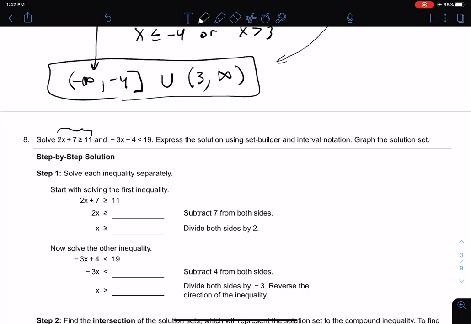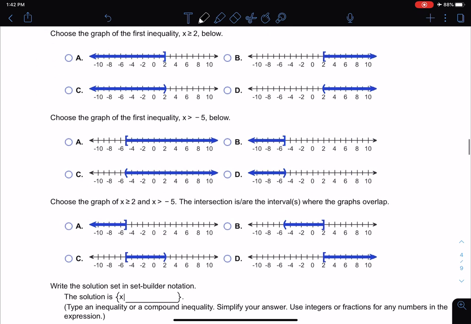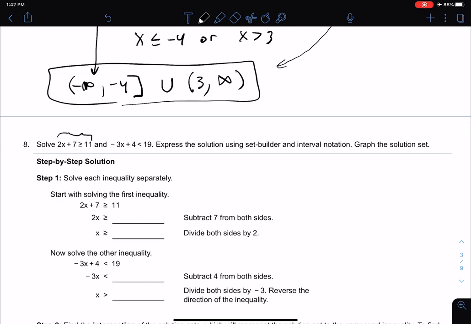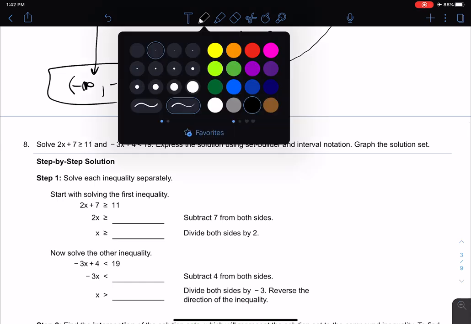So I think what I'm going to do is, because after they do that, they're going to have us do all this other stuff, let's go ahead and use color for this then. So let's use color. We're going to make the first one red.